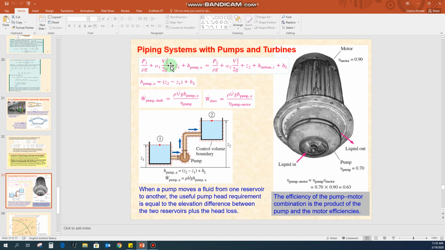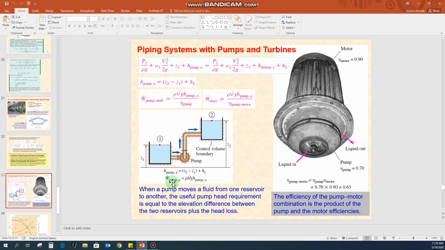So we apply this equation, and we will see the assumptions on this figure. We can see that at points 1 and 2, P1 and P2 are atmospheric pressure. The velocity can be taken as 0 due to the large area, and there is no turbine in the system, so we can simplify the equation in this form. The useful head of the pump will be equal to Z2 minus Z1 plus HL.